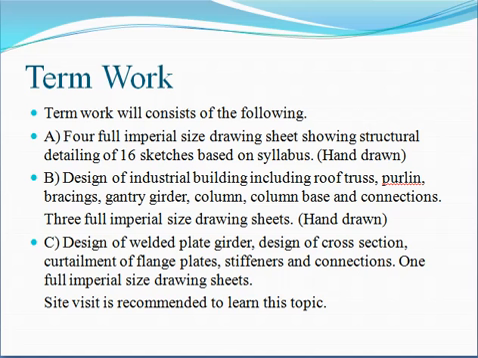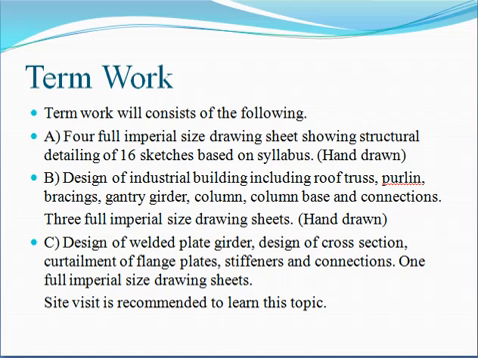Now in part B, design of an industrial building including roof truss, purlins, bracing, gantry girder, column, column base and connection. And again we have to draw the 3 full imperial size drawing sheets for that project B. This is the project. Part B consists of design of an industrial building. See, an industrial building consists of all these parts, that is roof truss, starting from top to bottom, roof truss, purlin, bracing, gantry girder, column, column base, and connection.